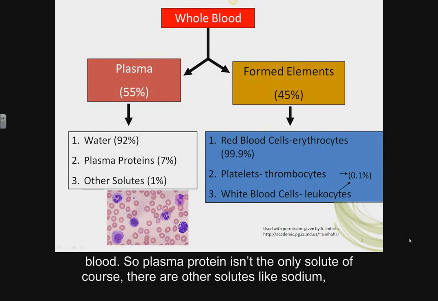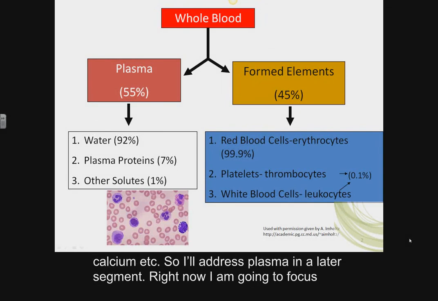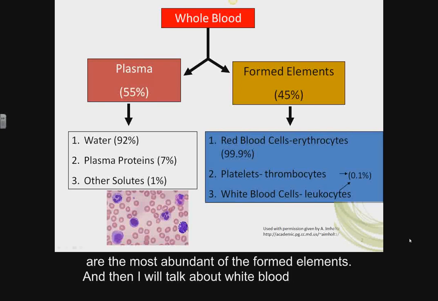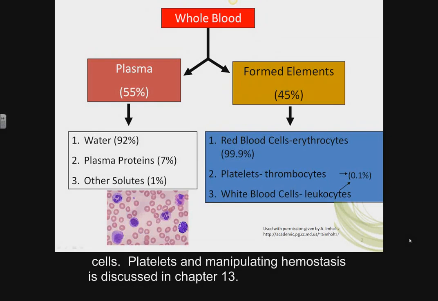So plasma protein isn't the only solute, of course. There are other solutes like sodium, calcium, etc. I'll address plasma in a later segment. Right now I'm going to focus on the formed elements. Primarily I'm going to focus on the red blood cells, which are the most abundant of the formed elements. And then I will talk about white blood cells. Platelets and manipulating hemostasis is discussed in Chapter 13.